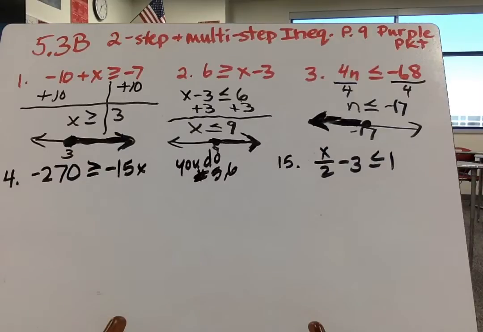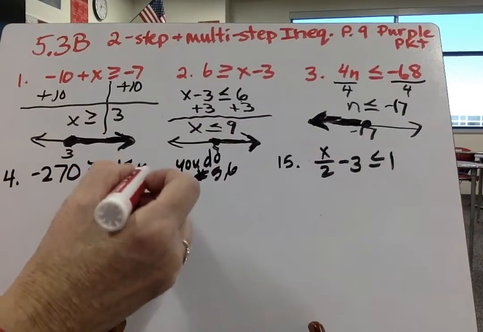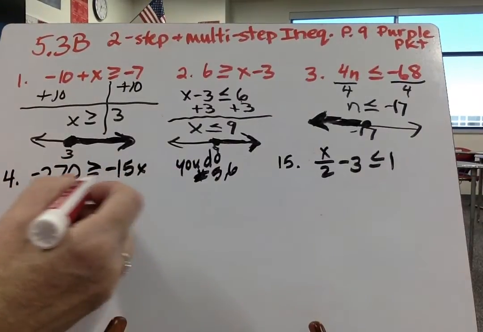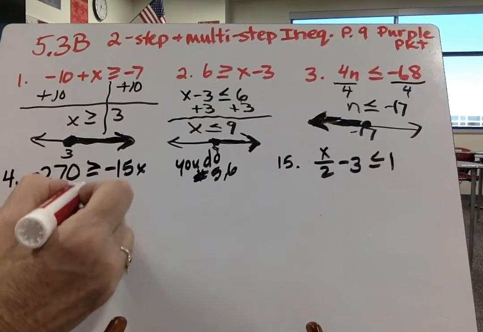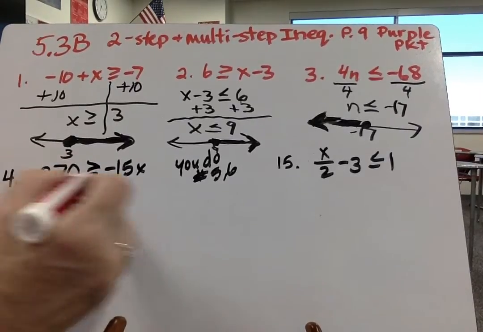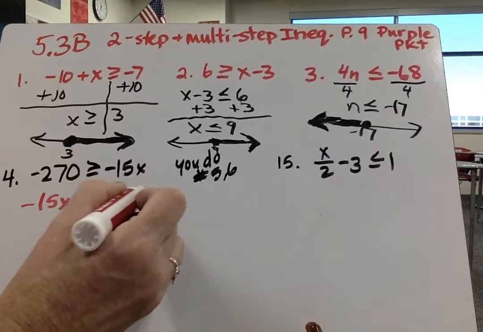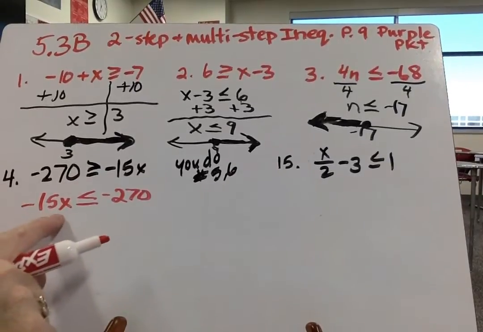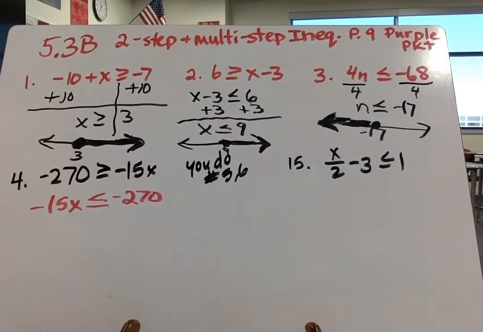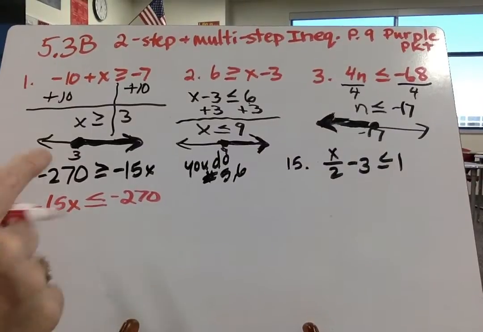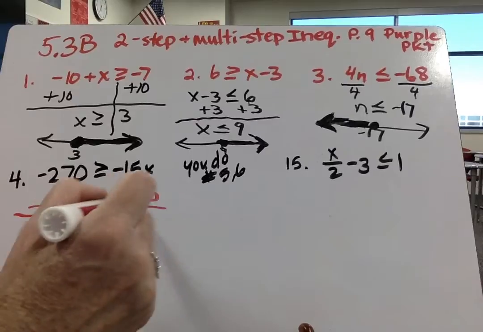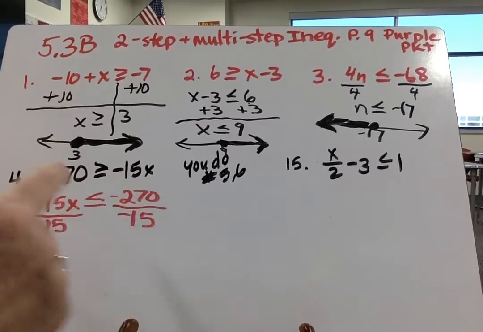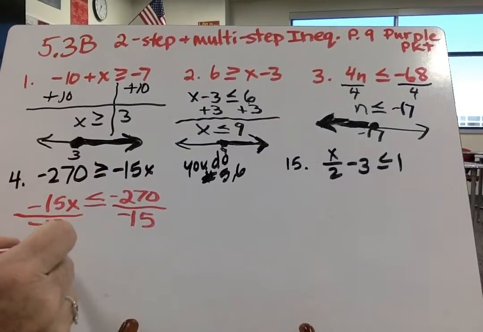Next, we're going on to number 4. There's my variable, and I want it on the left side. So when I move my variable over, I leave it negative 15x. I switch it from greater than to less than, and I have negative 270. Now, nothing in between the 15 and the x, so it's multiplication. So we're going to divide by a negative 15. Oh, we divided by a negative. Switch the sign.